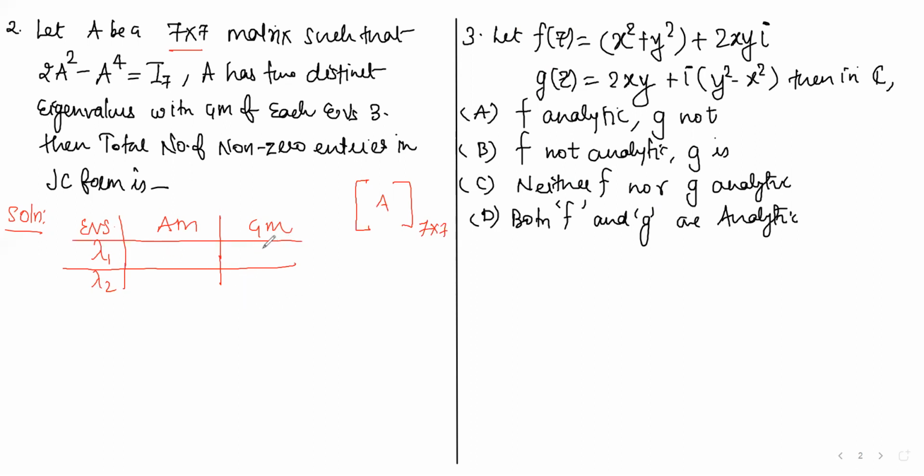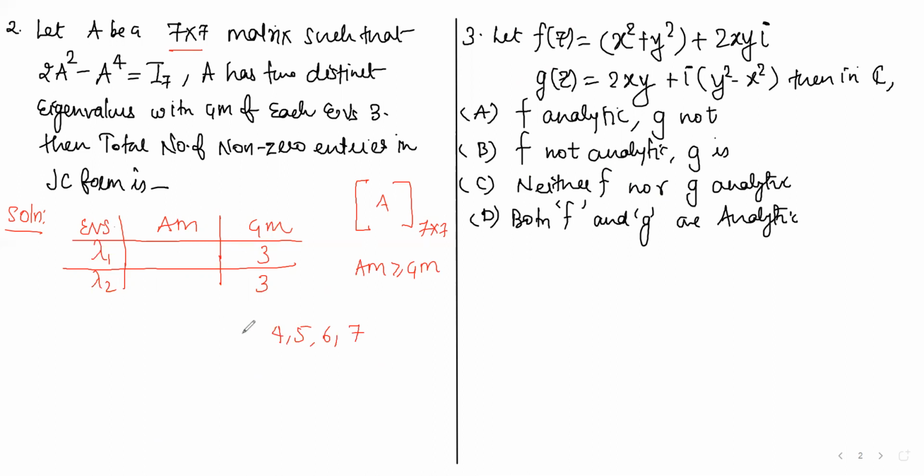So here GM is again 3, and here also the GMs are 3, they have given, right? Since we are already given the geometric multiplicities, and since we know that AM is always greater than or equal to GM, so it's a 7 by 7 matrix. The only possibility for this is, let's see, suppose AM can be 4, 5, 6, or 7.